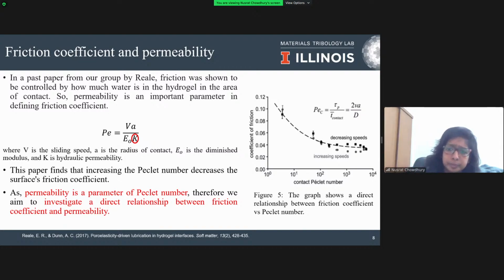So we predict there would be some relationship between permeability and friction coefficient. As you can see from the equation, permeability is a direct parameter of the Peclet number. These experiments are also ongoing, but we hope to find a direct relationship between permeability and friction coefficient in the future. Thank you. Let me know if you have any questions.